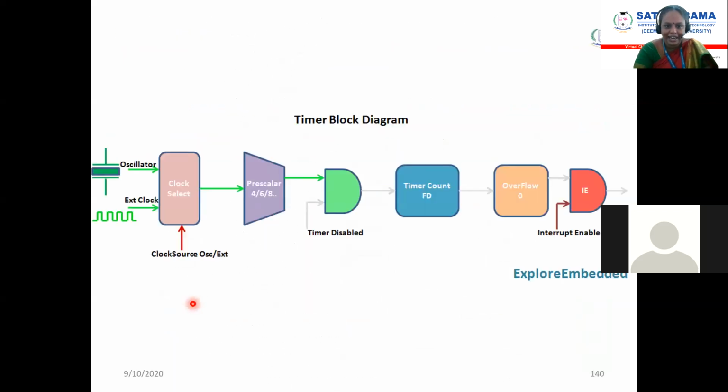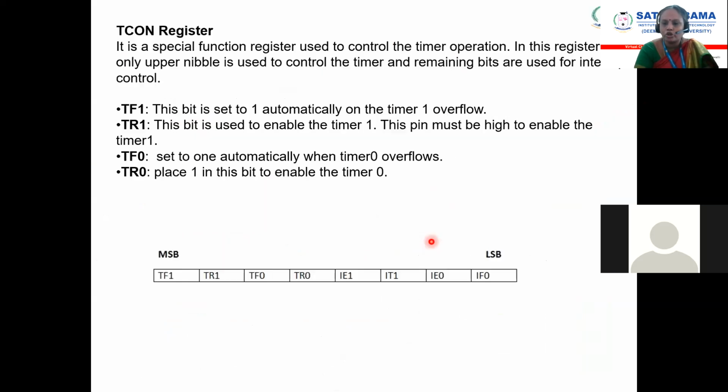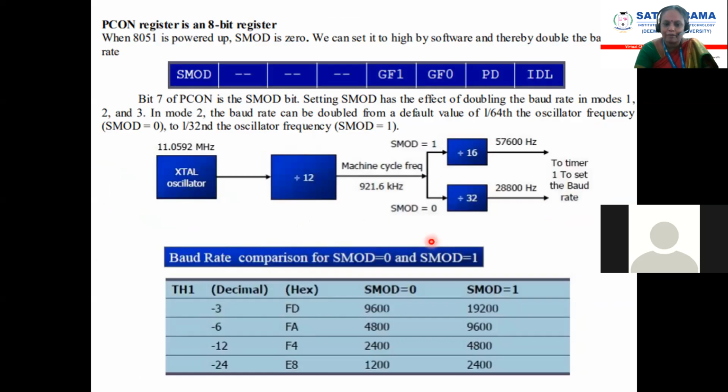I think here I have put it for your purpose. See, the 8-bit auto reload mode, this mode is mainly used for serial communication. Are you clear? So normally, Timer mode 2 we will use for serial communication. Here they have fixed the baud rate. If I put -3, the baud rate is 9600 bits per second. If I fix -6, 4800; -12, 2400; -24, 1200 baud rate.